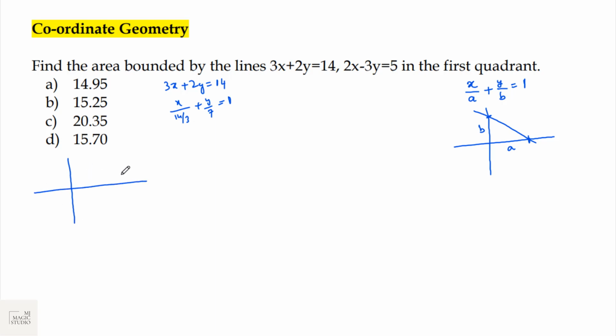On the x-axis, this is 14/3, and on the y-axis this is 7. This is our line 1.